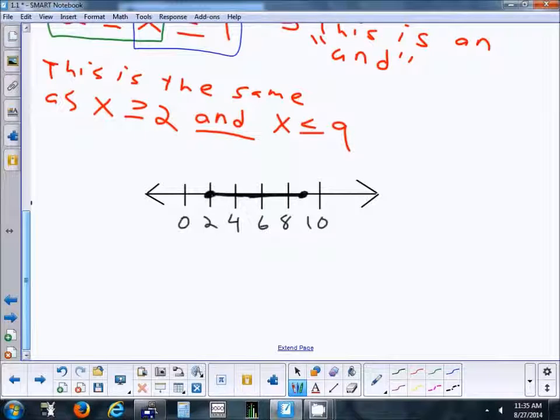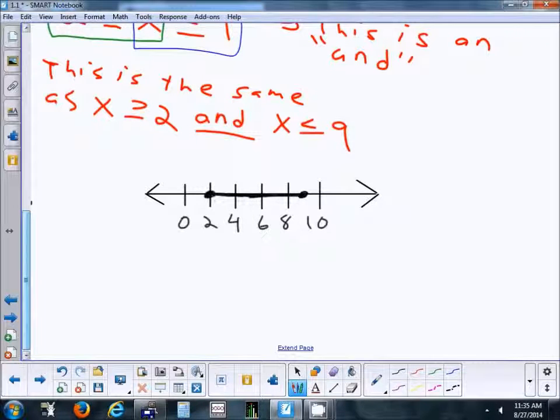The only other kind of conjunction you could have would be one that's impossible. For example, if I said x is greater than or equal to 10 and less than or equal to 0. That's impossible. You can't have a number bigger than 10 and smaller than 0. So if I ask you to graph that, you would basically write no solution and leave it blank.